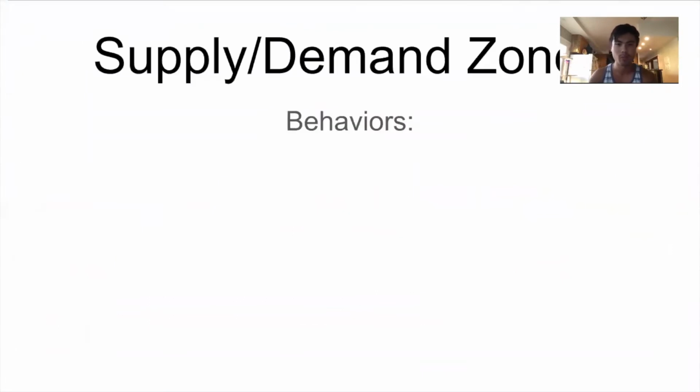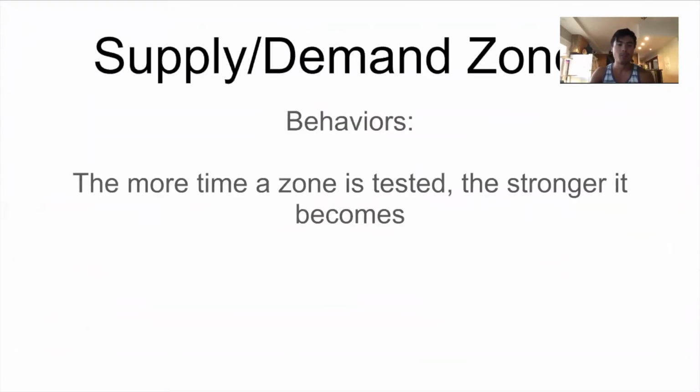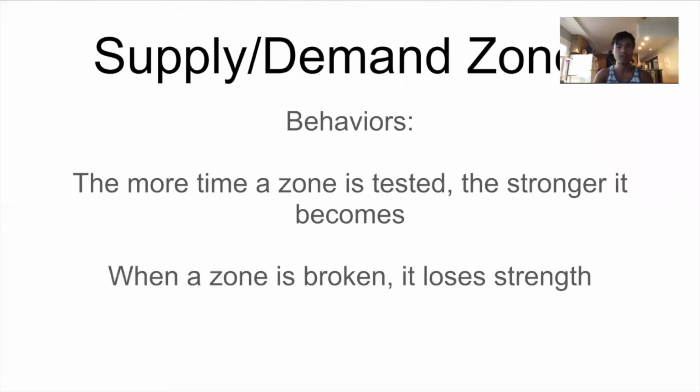All right, so a little more about their behaviors. The more times a zone is tested, the stronger it becomes. So unlike a trend line, it's the opposite. The more times price touches a trend line, the weaker that trend line gets. But for supply and demand, and for support and resistance, it's the exact opposite. The more times price touches the zone or resistance or support, the stronger it becomes, or the less likely price is to break through it. When the zone is broken, it loses strength.